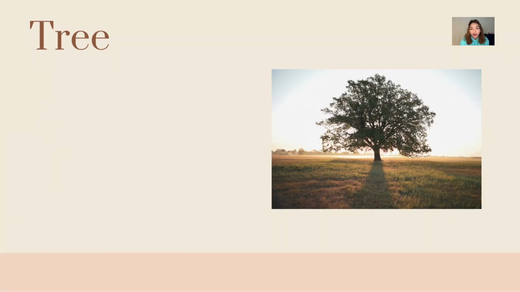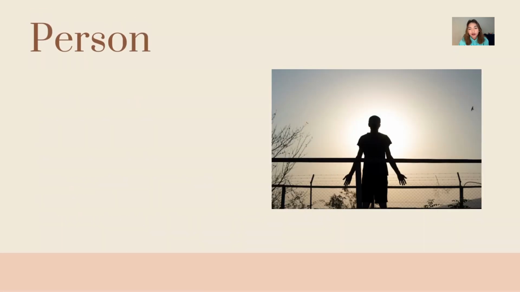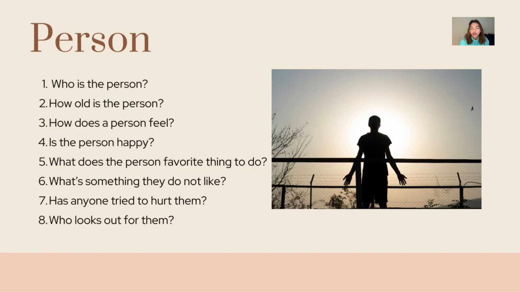For the tree, what kind of tree is it? How old is the tree? What season is it in? Who waters the tree? Has anyone tried to cut it down? What else grows nearby? And trees need sunshine to live, so does it get enough sunshine? And for the person, here are the questions you can use. Who is the person? How old is the person? How does the person feel? Is the person happy? What is the person's favorite thing to do, and who is someone they do not like? Has anyone tried to hurt them, and who looks out for them?